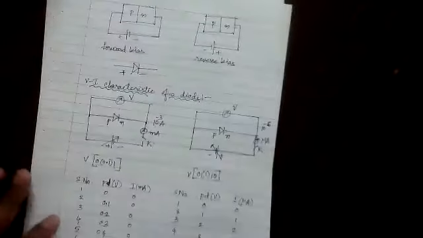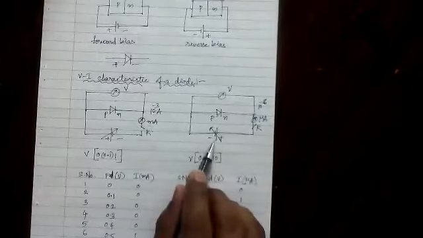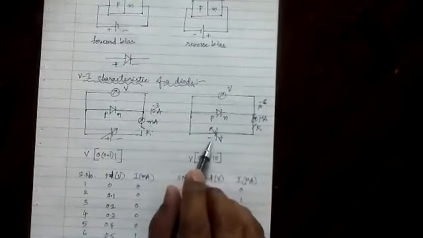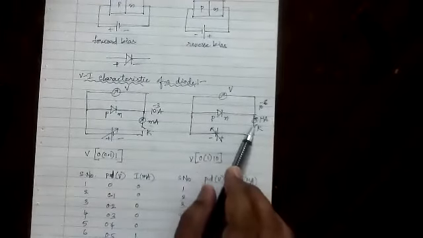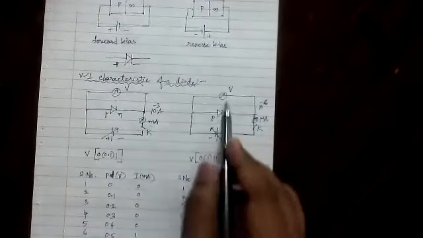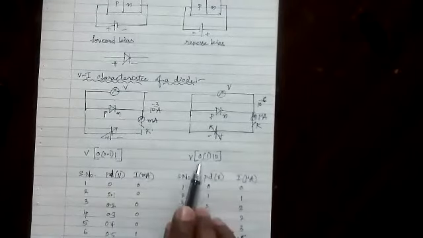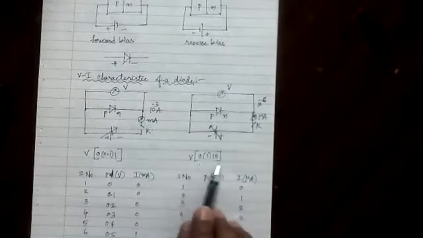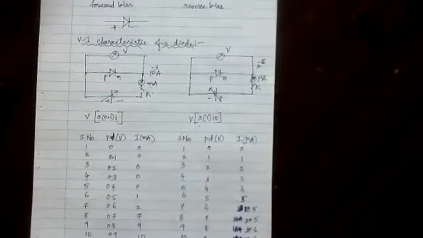Now going to the next one. Here is a diode, and P is connected to negative and N is connected to positive, and this is a microammeter. Here the voltage is V. As the voltage is increasing, the rate at which it is increasing is 0 to 10, like 1, 2, 3, 4. Here it is 0, 0.1. Look at the intervals, how we are increasing.